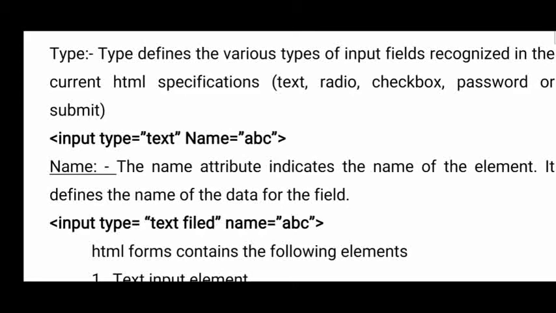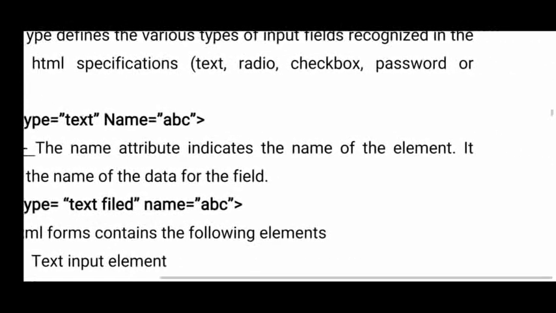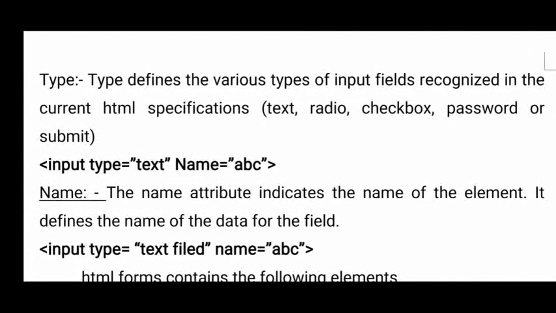Type defines various types of input fields recognized in the current HTML specification, and the input type can be text, radio buttons, checkboxes, password or submit. So your type is nothing but what type of input the user is entering. You can see the syntax: input type equals text, which means the user should enter only text.